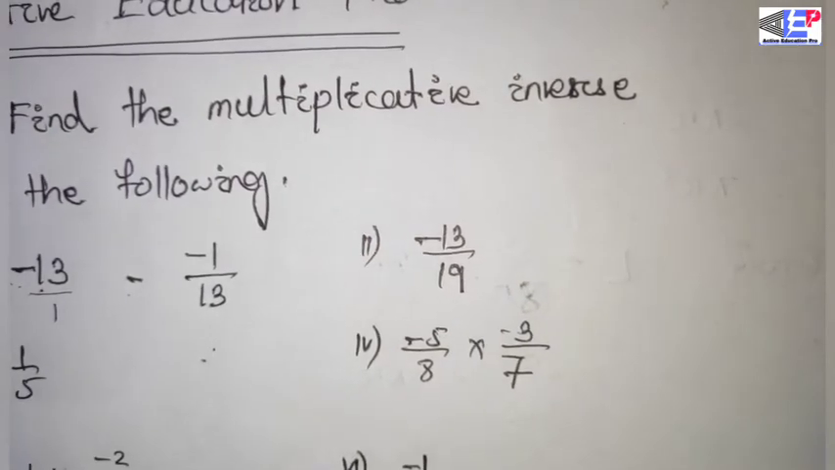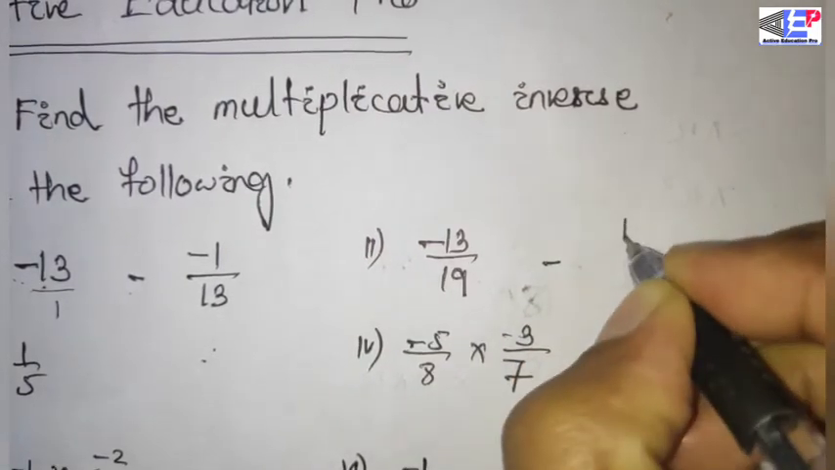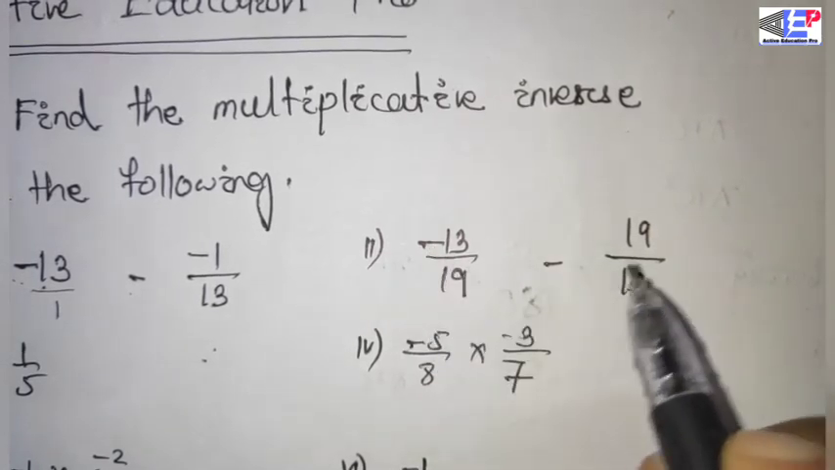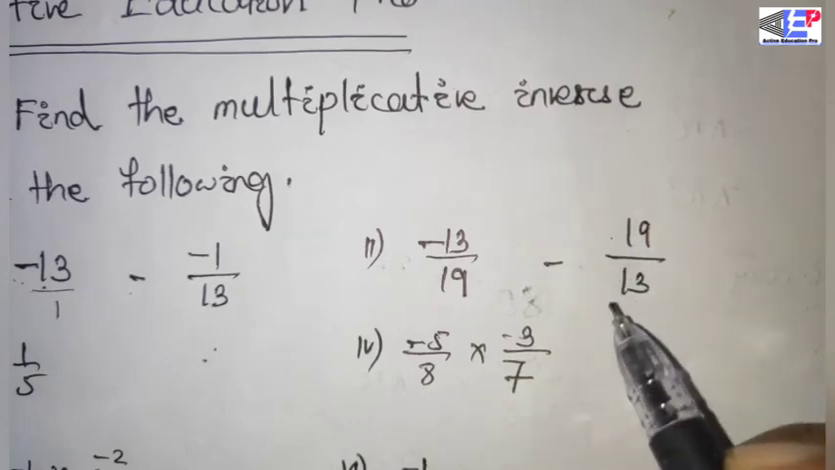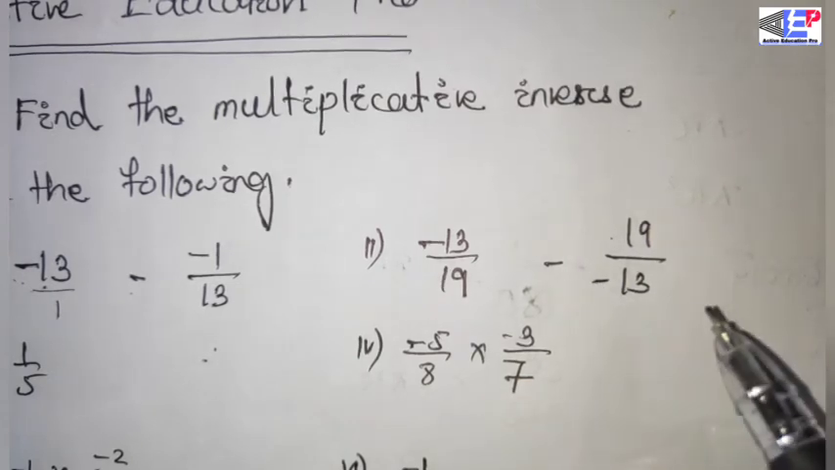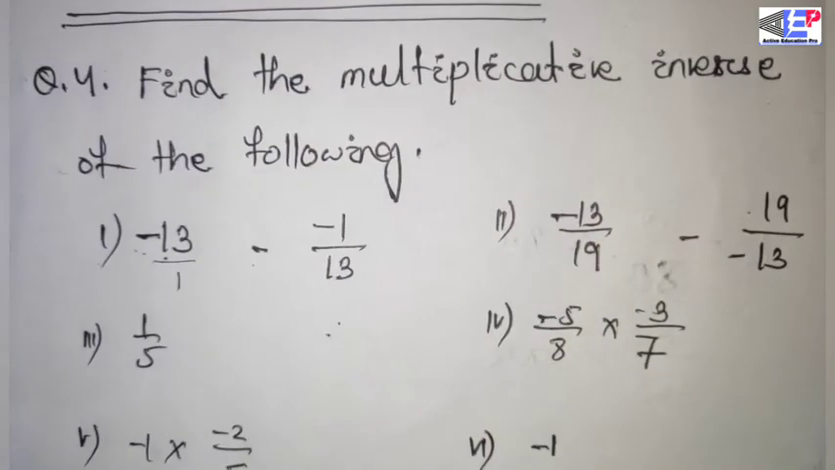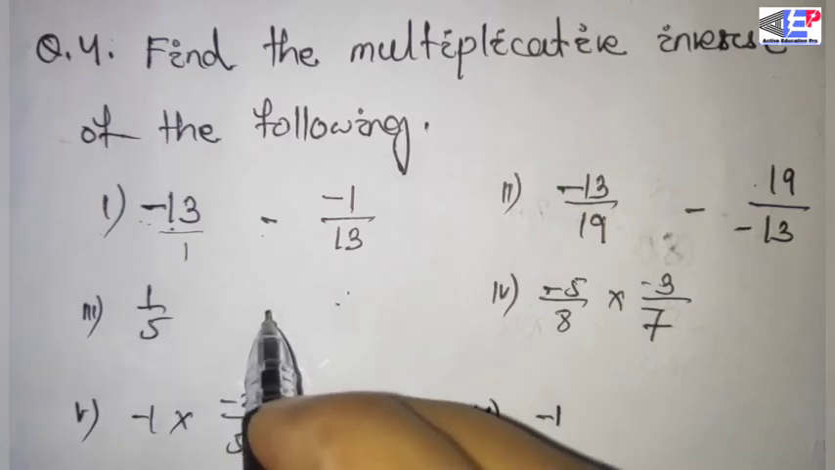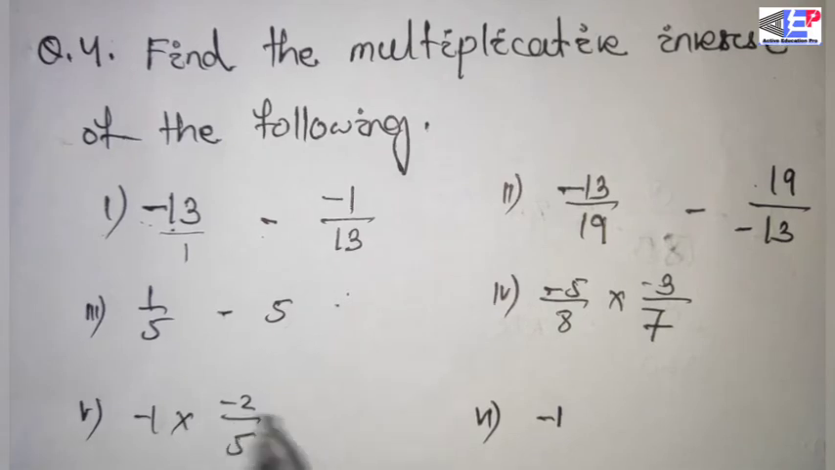Next bit, minus 13 by 19. Here change the place, 19 by 13. There is a negative sign. You can put the negative sign at the denominator or numerator, no problem. You can write it as 19 by minus 13. This is your answer. Next, third bit, 1 by 5. It is a positive rational number, so its reciprocal is 5 by 1, which is 5.